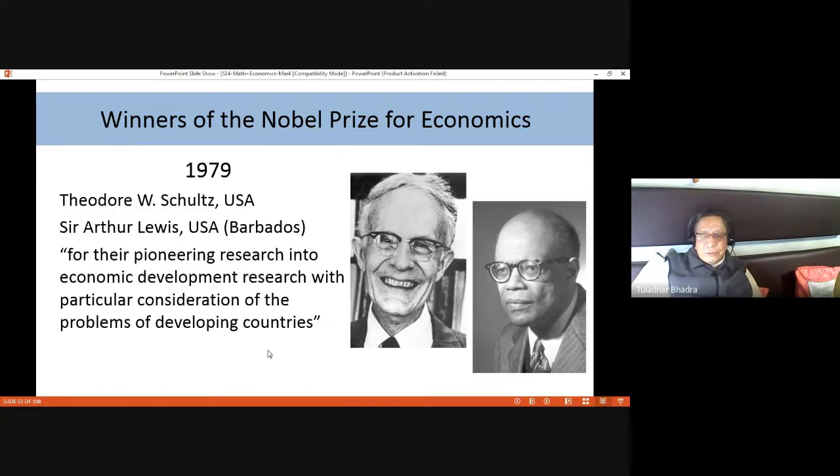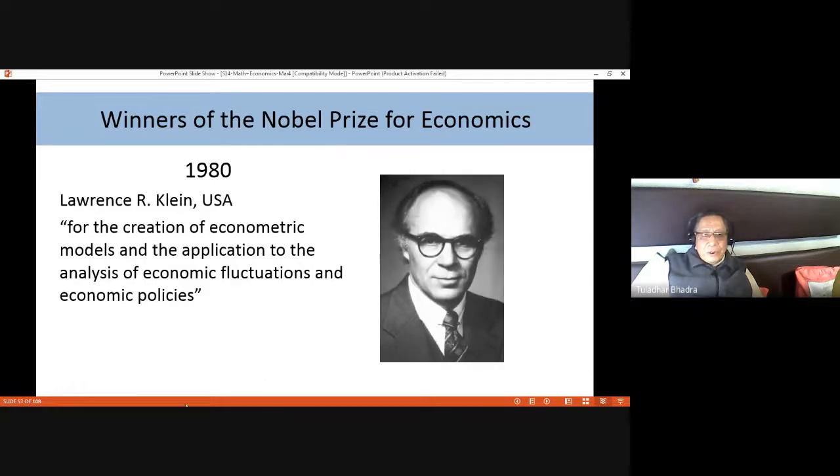He is from Barbados, but he became American. 1980, Lawrence Klein, USA, for the creation of econometric models and their application to the analysis of economic fluctuations and economic policies.